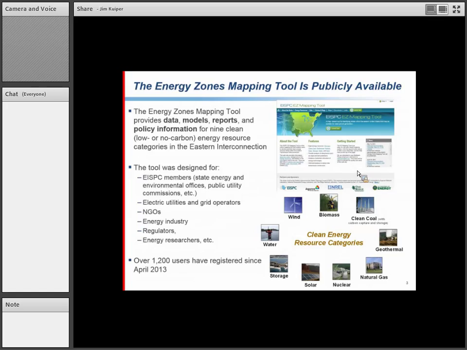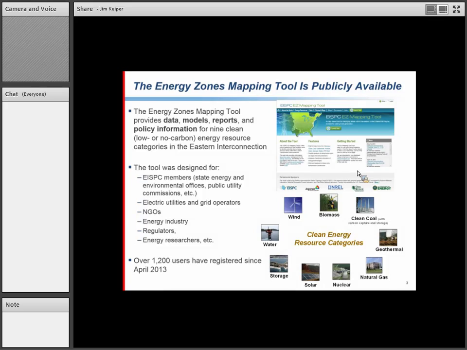So the tool is publicly available, and upper right there is the home page. The URL is at the end of the presentation, or you can look it up. It's eispctools.anl.gov, and it has really four major characteristics: data, models, reports, and policy information. And I'll be showing you most of that later in the demo, so I won't elaborate too much on that. It was really designed for the ICEPIC members and their planning activities, but it's applicable to all these other stakeholder groups and really is intended for them as well.